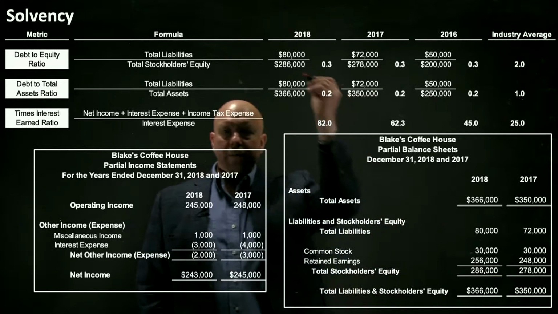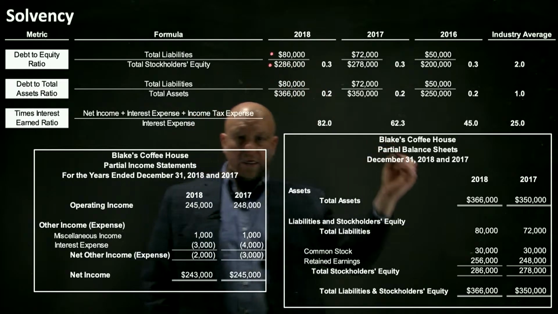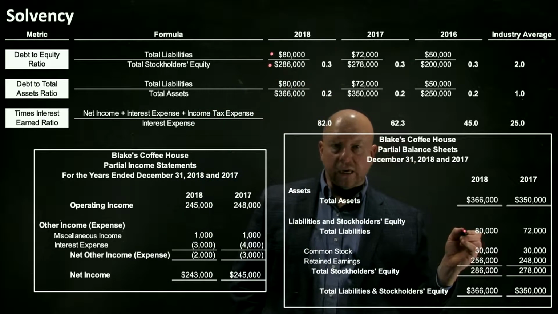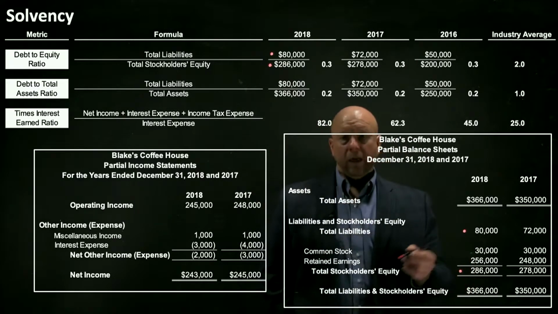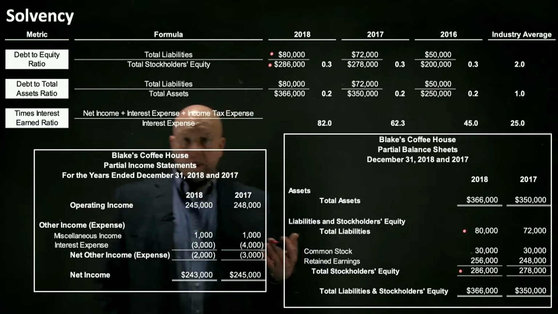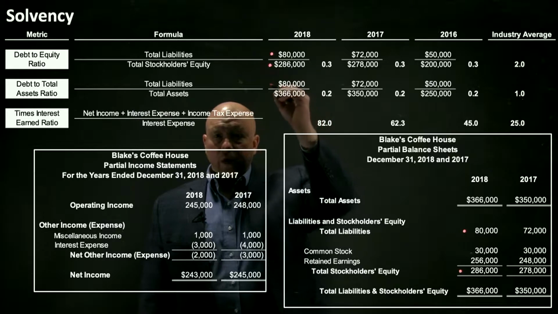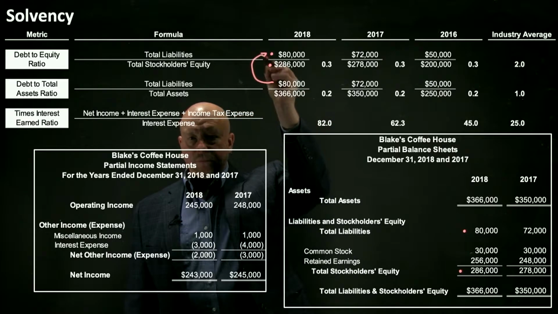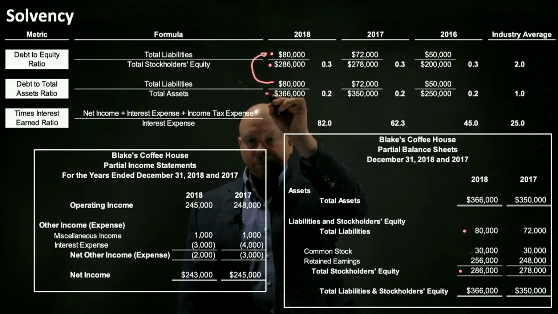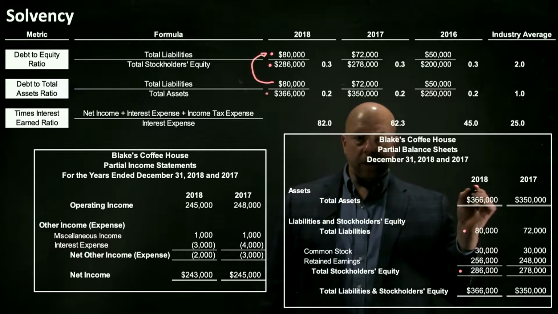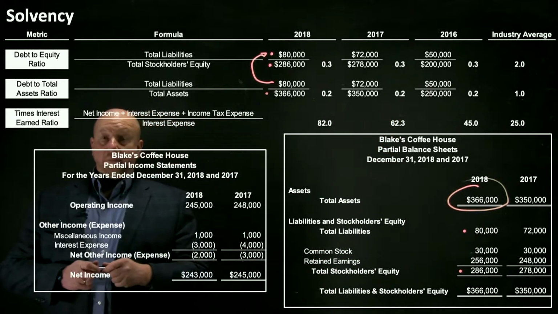Debt-to-equity, total liabilities divided by total stockholders' equity. And these are balance sheet amounts at the end of the year. So total liabilities, $80,000 up there. Total stockholders' equity, $286,000. And then it's simply the ratio of those two. Now, when we look at debt to total assets, it's the same total liabilities that we had from up here, right? But now we're looking at the total assets of the entity, not the stockholders' equity. So really assets and liabilities, or liabilities and equity combined.